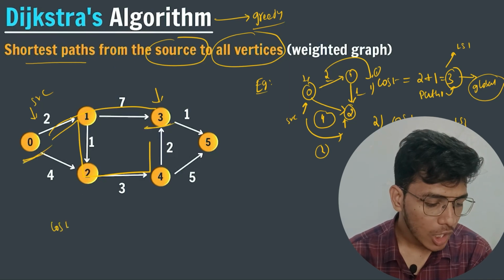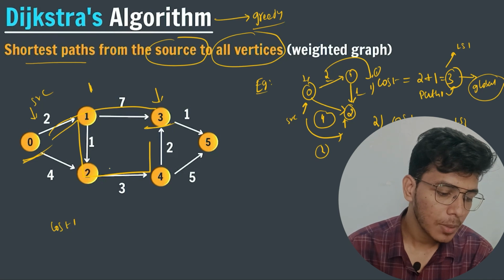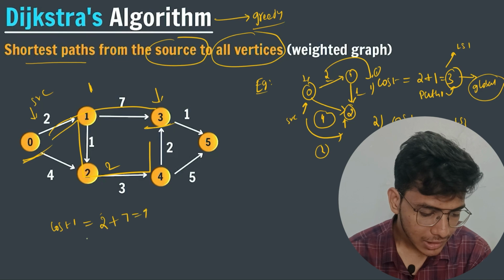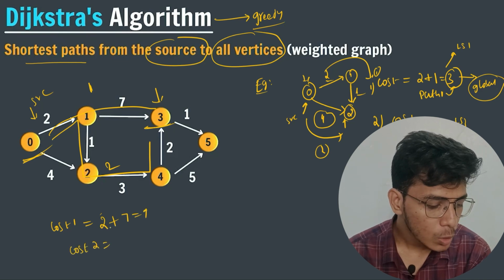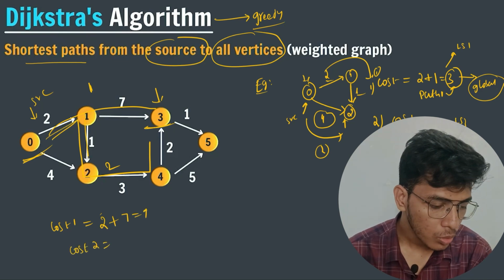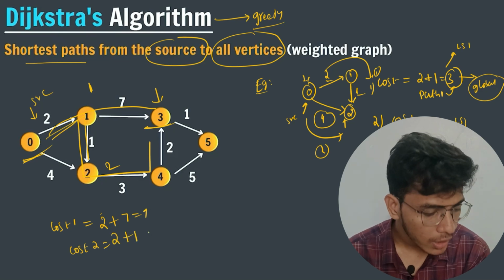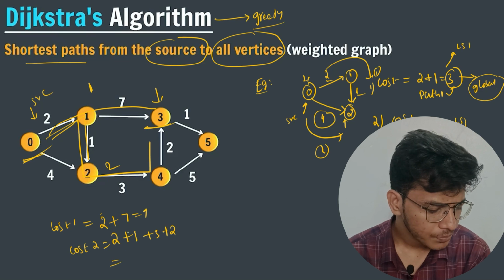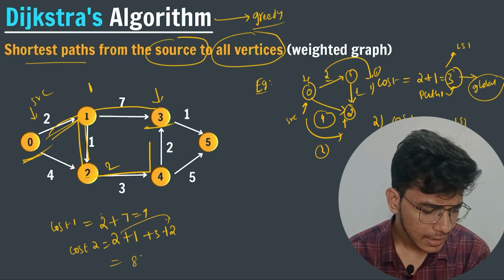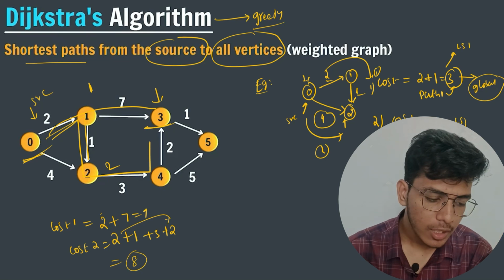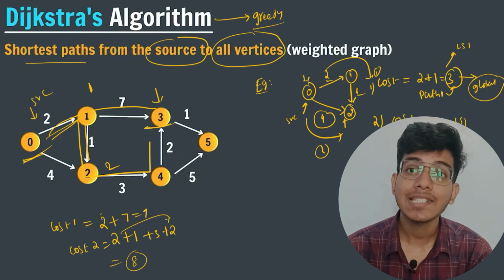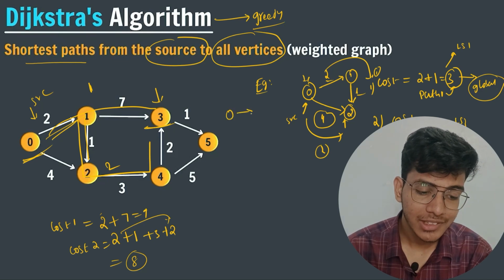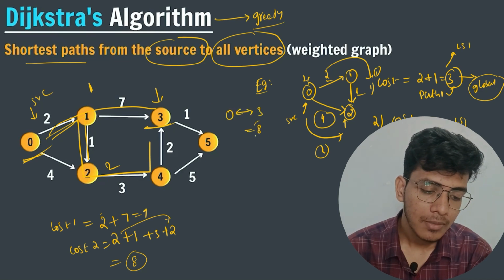And if I calculate the cost of path 1, let's say this is my path 1 and path 2, the cost will be 2 plus 7, that is 9, and the cost of path 2 will be 2 plus 1 plus 3 plus 2. So this thing will give me 8. Now my question is, which one is the least? The least value will become my shortest path. So the shortest path between 0 and 3 will become 8.